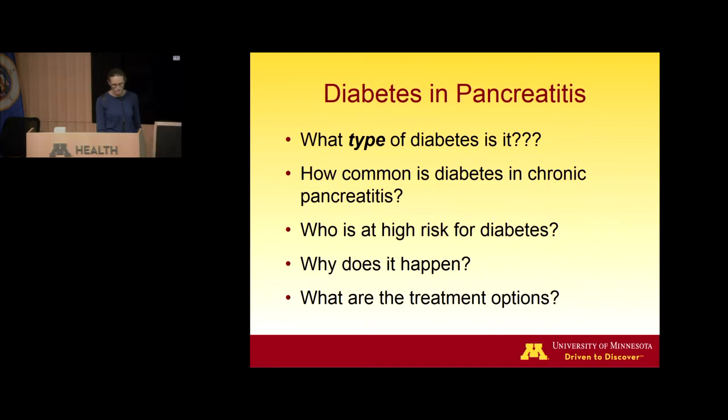I'm going to go through this relatively quickly, but focused on the questions that people ask me about diabetes when they come into clinic. First of all, people will say, what type of diabetes do I have? Because it's very confusing, since everyone talks about type 1 and type 2 diabetes, and this is a little bit different. People want to know how common it is, who's going to get it, why does it happen, and most importantly, perhaps, how are we going to treat diabetes when it does develop.